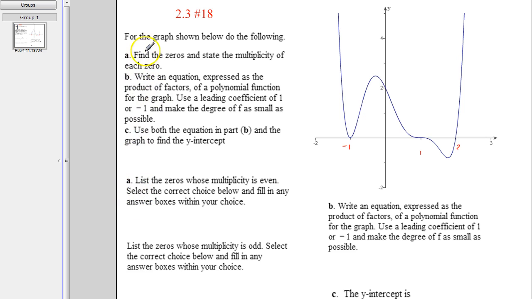Part A asks it this way, but when you get down and actually have to answer it, it doesn't specifically ask what the multiplicities are yet. So when you get down here, it says list the zeros whose multiplicity is even. Well, it's even if it turns and touches. So it turns and touches here, and here it crosses. So this is even, and then the other two over here are odd because of the crossing. So -1 is the only one that has even multiplicity. And then list the zeros whose multiplicity is odd. The 1 and the 2 are odd.